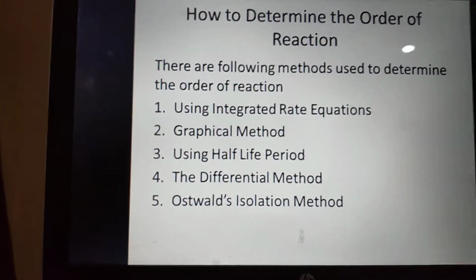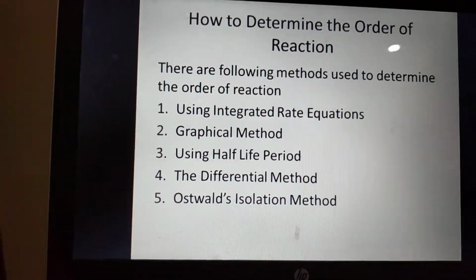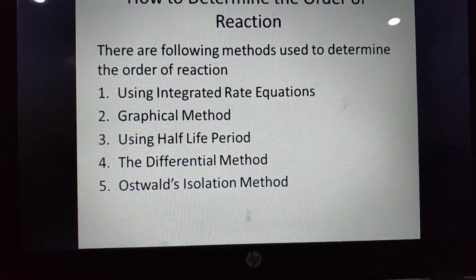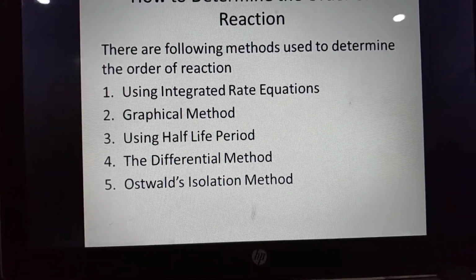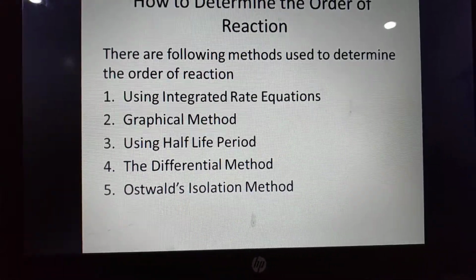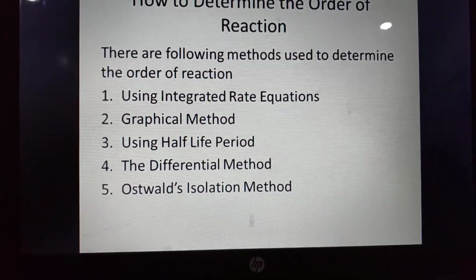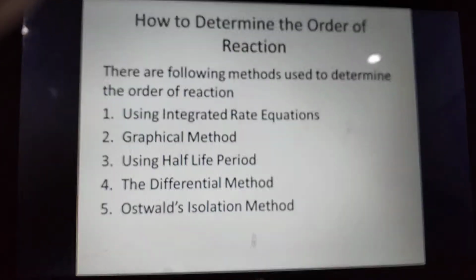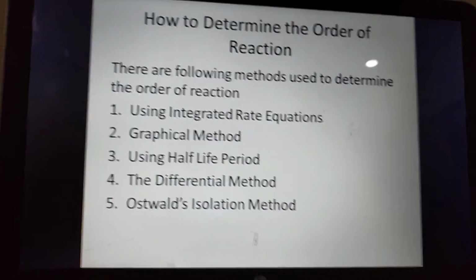Now the question is how to determine the order of a reaction. There are five methods used for determining the order of reactions. Number 1, using the integrated rate equation. Number 2, the graphical method. Number 3, using the half-life period. Number 4 is the differential method. And number 5 is Ostwald's isolation method.